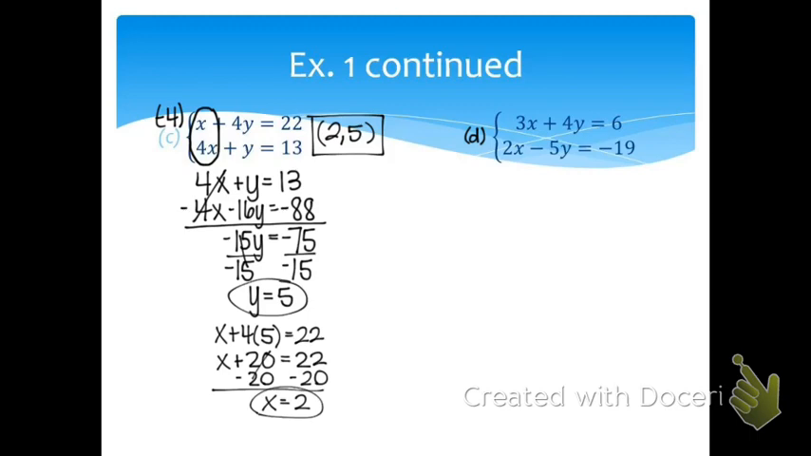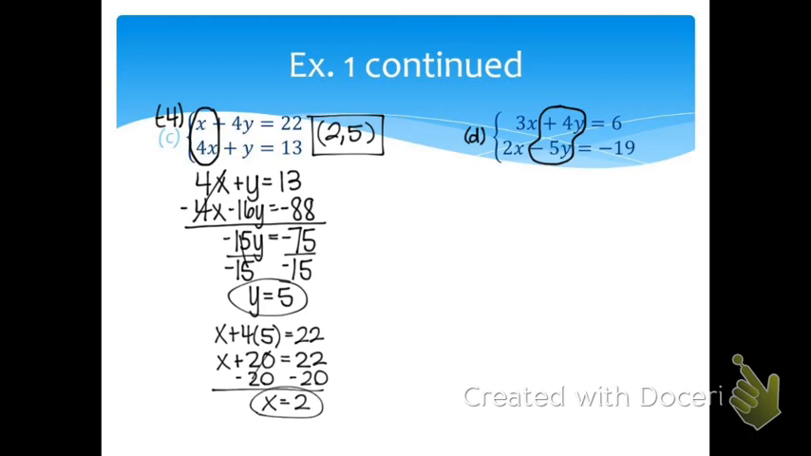So, let's start talking through. Are either of these variables ready to be eliminated? No. Is there a variable that has one positive and one negative? Yes. Which one has a positive term and a negative term? The y does. So we are going to eliminate the y. Again, could you eliminate the x? Yes, absolutely. But the better choice is y because the signs are already different.